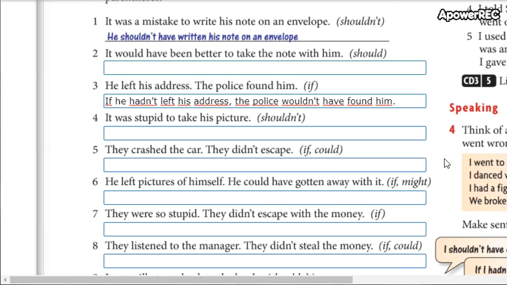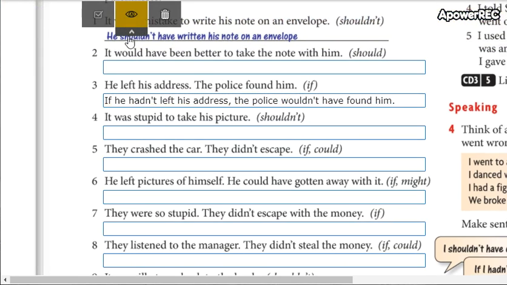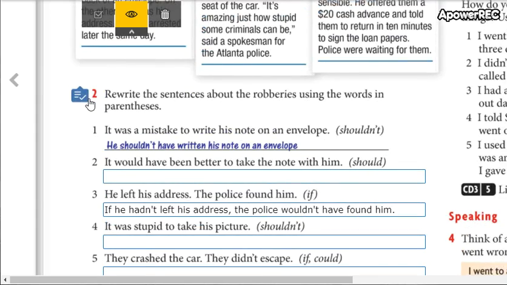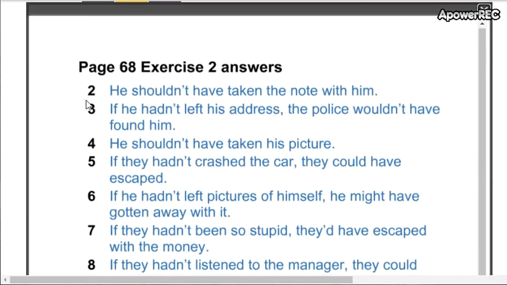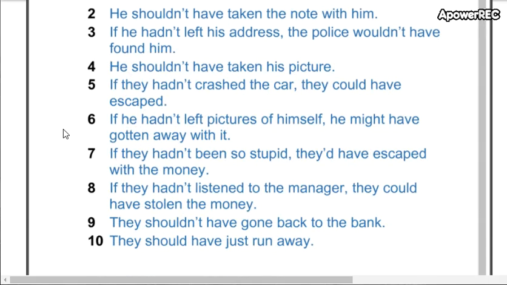Ready? Okay. Now we are going to compare all your answers, okay? Let's check. These are your answers compared. So remember, if you use should or shouldn't, you continue with have because you are talking about the past. This is an advice, a piece of advice about the past. So compare your answers.